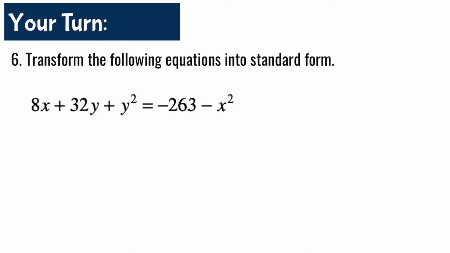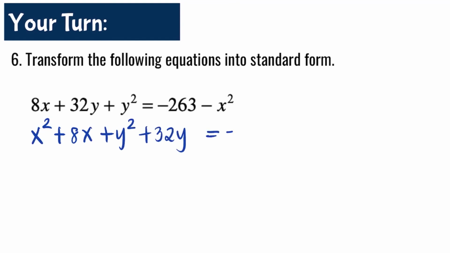Question number 6. 8x plus 32y plus y squared is equal to negative 263 minus x squared. Again, the first step is to rearrange the terms. I'll begin with the variable x, so negative x squared becomes now x squared plus 8x. For the variable y, I will begin first with y squared, then plus 32y is equal to negative 263.